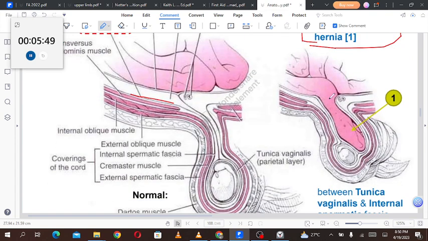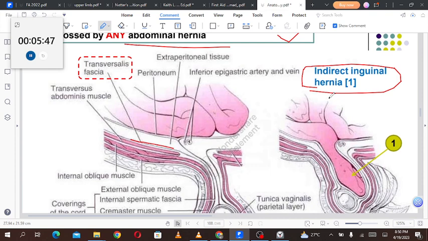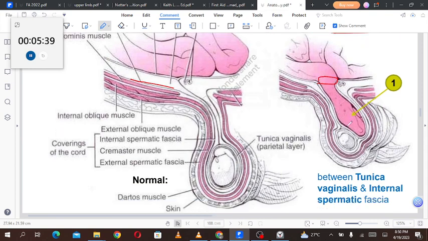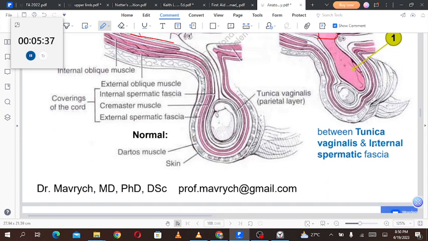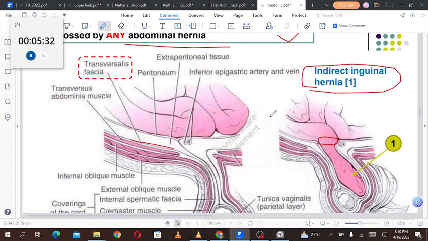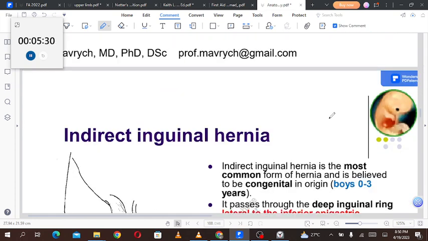So in indirect inguinal hernia, remember, it moves into the inguinal canal, and when it moves into the inguinal canal, it will traverse the deep inguinal ring as well as the superficial inguinal ring, and it most commonly enters the scrotum. So it is between the tunica vaginalis and the internal spermatic fascia. So this is a normal structure. The normal structure looks something like this. And then we'll talk about the indirect inguinal hernia.